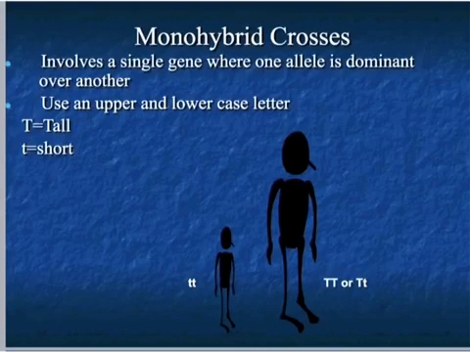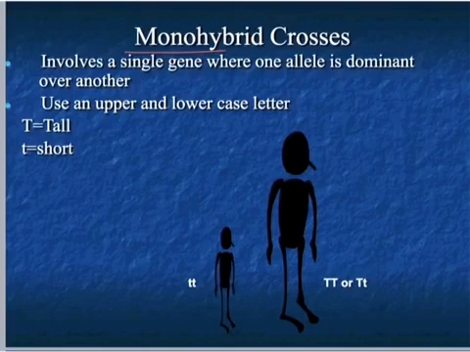In this video, we're going to discuss monohybrid crosses. Monohybrid crosses are crosses involving a single trait, and in the single trait, one allele will be dominant over the other. Good examples of monohybrid crosses are all of the traits that Mendel studied in his pea plants, where one trait was dominant over the other. Yellow pea pods were dominant over green pea pods. Tall people are dominant over short people.